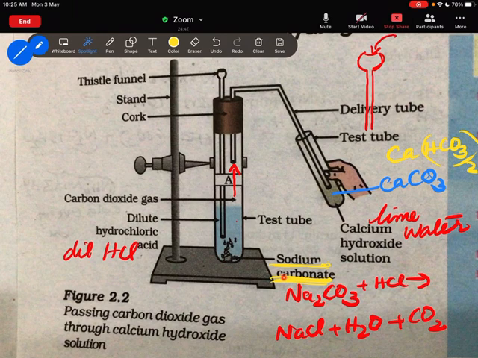Acids turn blue litmus red. Acids react with metal to form salt and hydrogen. Acids react with carbonates to form salt, water, and carbon dioxide. Again, acids react with bicarbonates or hydrogen carbonates to form again salt, water, and carbon dioxide. The presence of carbon dioxide can be detected by passing it through lime water. If it turns milky, that means the produced gas is carbon dioxide.